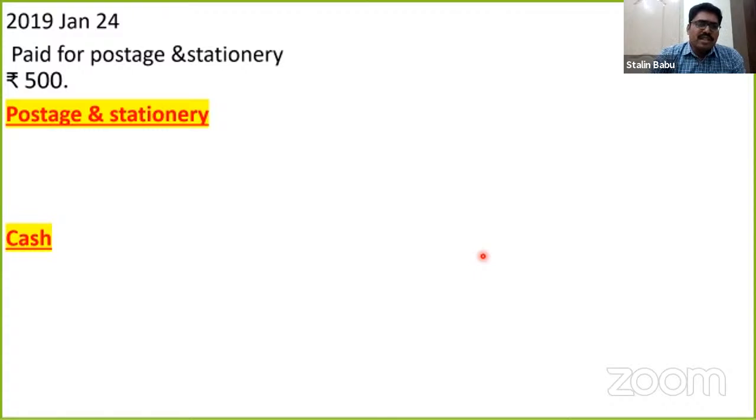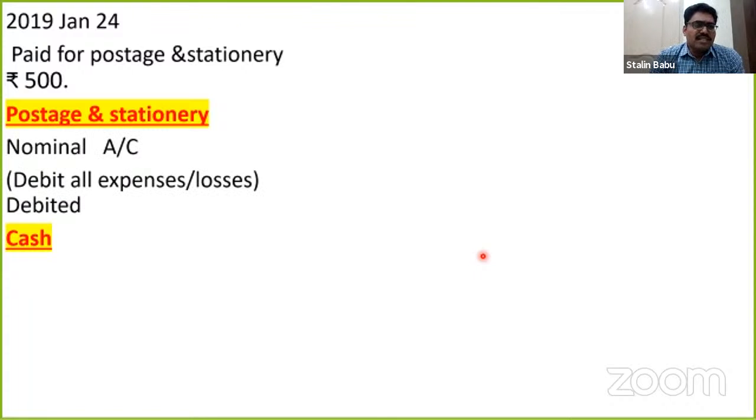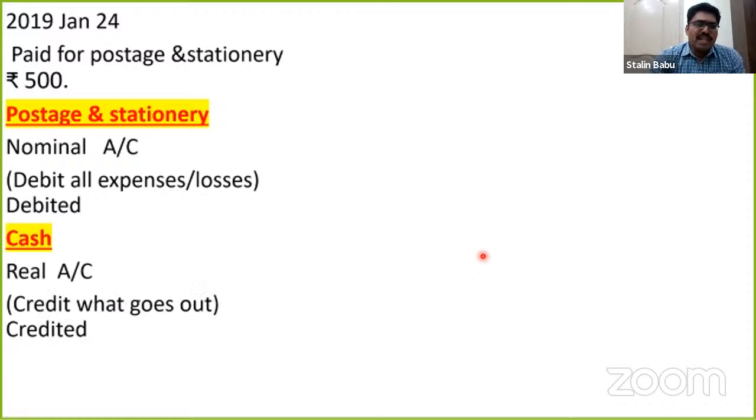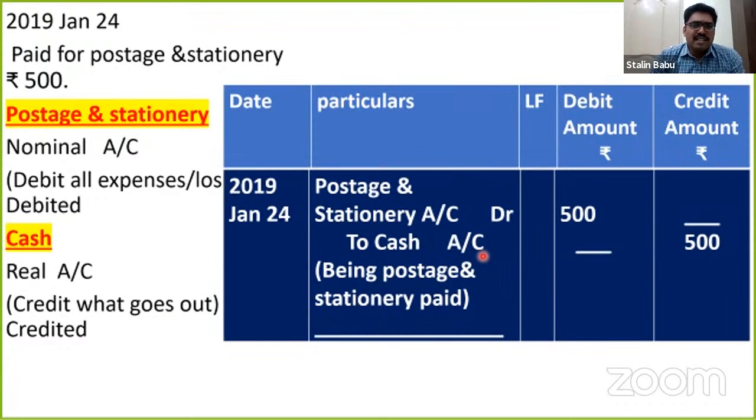According to the nominal account principle, debit all expenses and losses. So postage and stationery account is debited. Here cash is going out of the business, so cash account should be credited. So the entry is postage and stationery account debit to cash account.